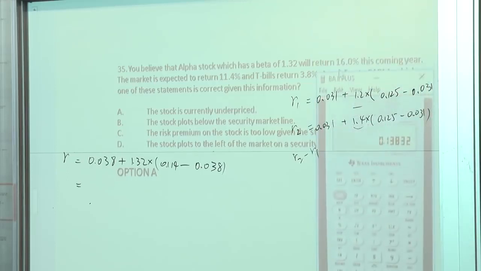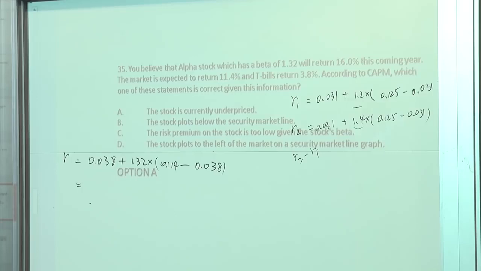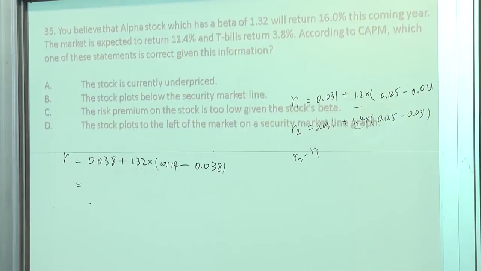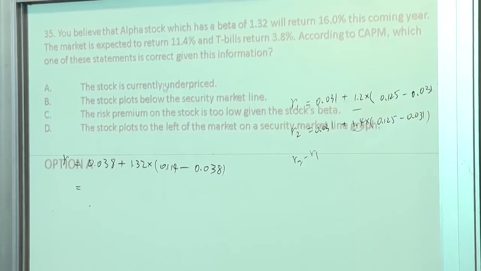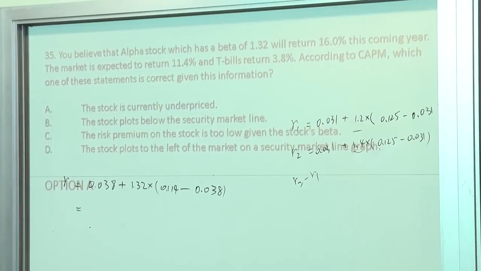But this stock actually, next year we believe it will give us 16%. So investors should only require 14%, but that stock gives us 16%. That is saying this stock is currently underpriced. It's currently underpriced, right? So that next year it gives a higher return. Okay. Answer A. Underpriced. Right. Okay.